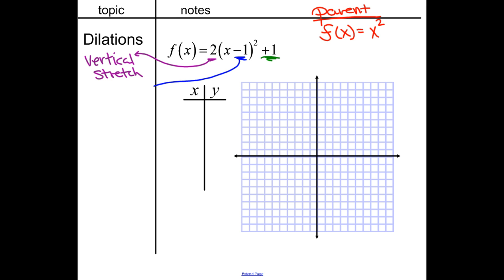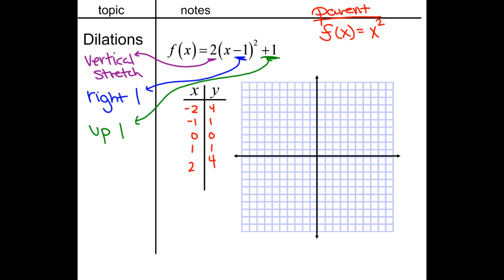Now let's look at this part right there. This one is on the inside, so it's going to be moving it left or right. Inside moves it left or right. Because it's subtracting 1, we're thinking opposite, so it's going to move it right 1. And our last piece, it's on the outside, it's plus 1. So it's on the outside, that means it's going to move it up or down. And since it's positive, it's going to move it up 1. So three things are happening in this transformation.